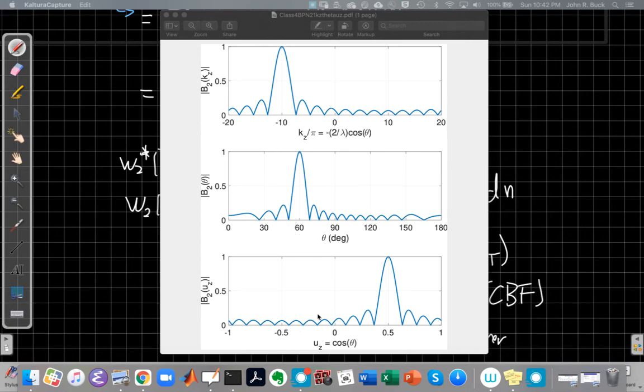Whereas in kz, or if I work in the u direction, which is the directional cosine of theta, I see here, like I mentioned earlier, cos of theta is a half. So on this axis going from -1 to 1, this would be theta equals 0 to 180. One of the nice things about u is that, like kz, we have equally spaced nulls. And so the main lobe width is the same on the u-axis as I steer in different directions as well.